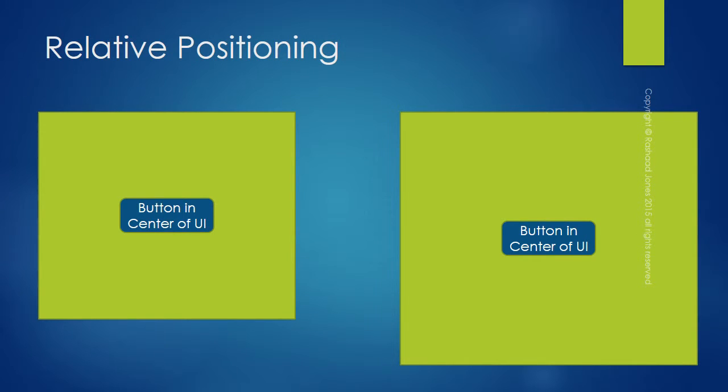But before I do that, let's talk about what relative positioning is. As you can see, let's say this green area is my window, and I want the button to be displayed in the center of the window. I can use relative positioning to say, I always want this button in the middle of the window. If the window is this size, keep the button here. And if the window is this size, the button stays here. And it's a really easy thing to do with layout panes.